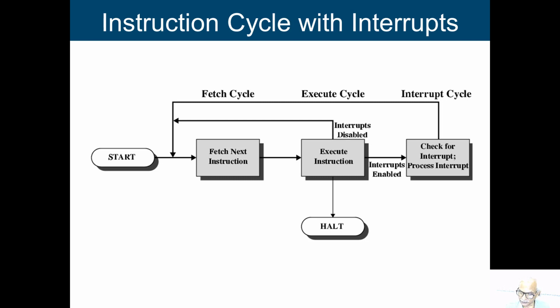So, if interrupts are enabled, then after execution of one instruction, we are going to check whether some interrupt is pending or not. If no interrupt is pending, straight away we will go to the fetch cycle. If an interrupt is pending, then we will perform the interrupt cycle, and after that we will come back again to the fetch cycle. So, I think till now you have some idea how a computer works.